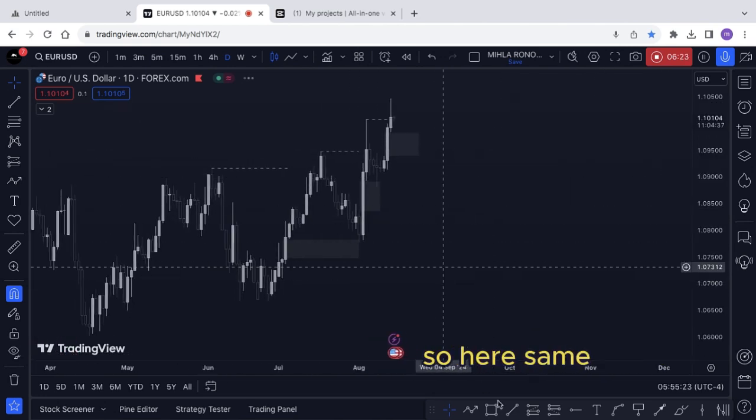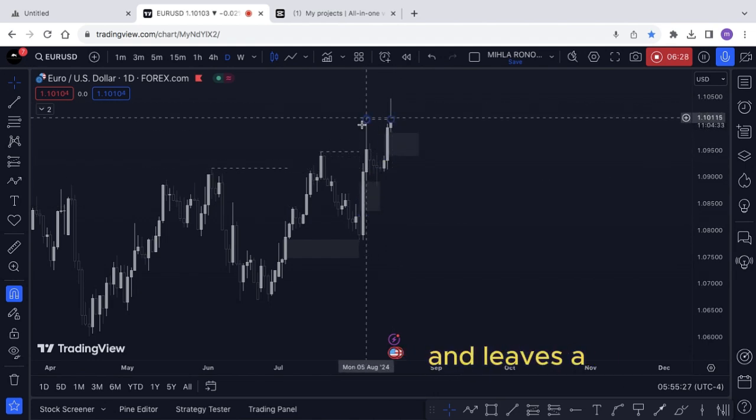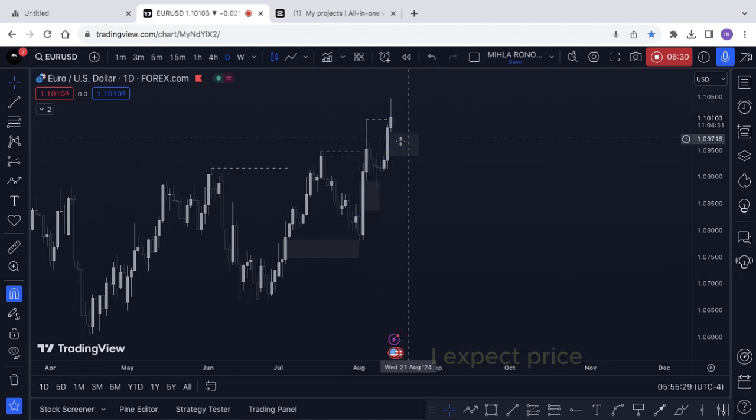So here, same thing. Price expands, takes daily highs, and leaves a daily fair value gap.